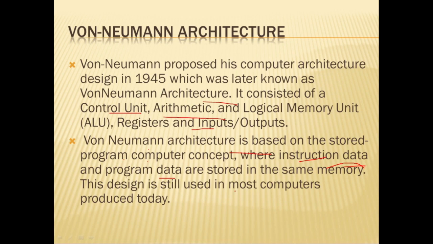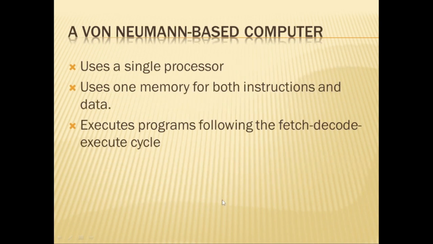In the Von-Neumann architecture, there will not be separate memory like primary memory or secondary memory. In this architecture, there will be only one memory unit. With the help of this unit, you can store both the instruction as well as program data. And this design is also still used in most computers produced today.